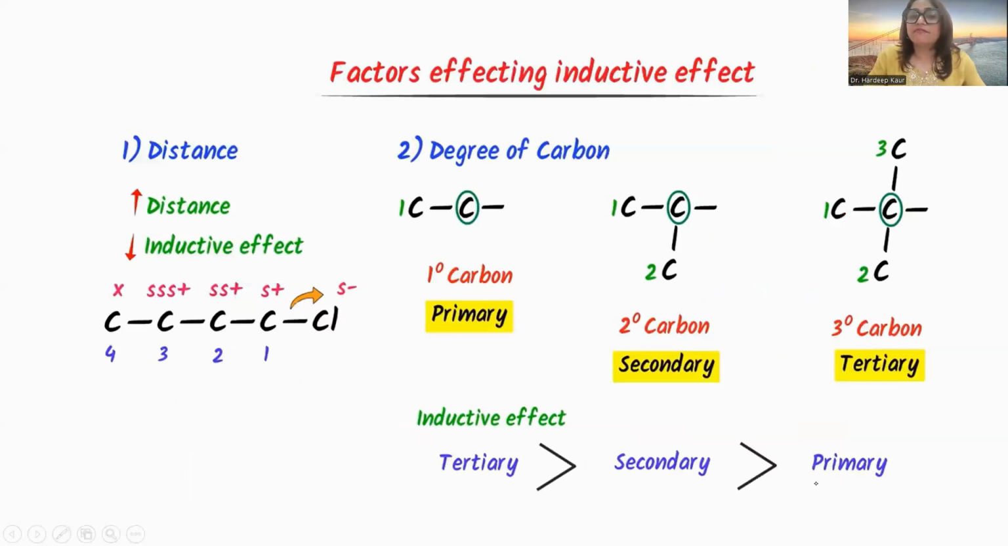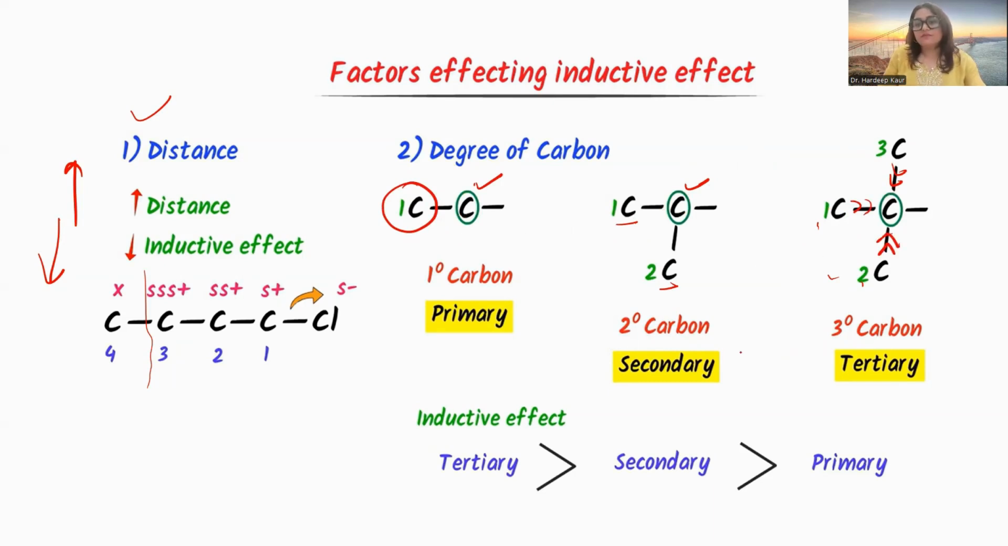So what factors can affect the inductive effect? First is the distance. It will not work after the third carbon. The more the distance, the lesser the inductive effect. Next, the degree of the carbon. This is a primary carbon because only one carbon is attached. If two carbons are attached, then it is secondary. If three carbons are attached, it is tertiary. So the more electron donating groups there are, the more the effect will be. Okay, more inductive effect will be there, but it is a plus effect.